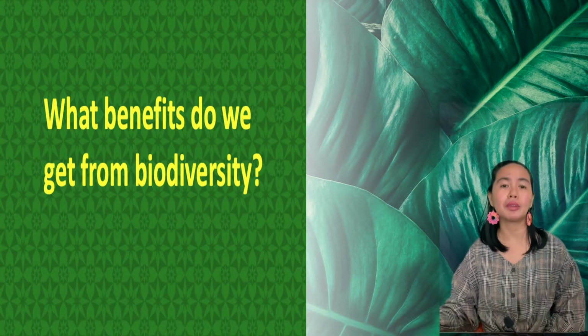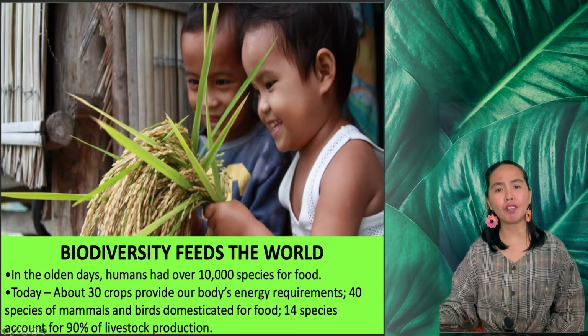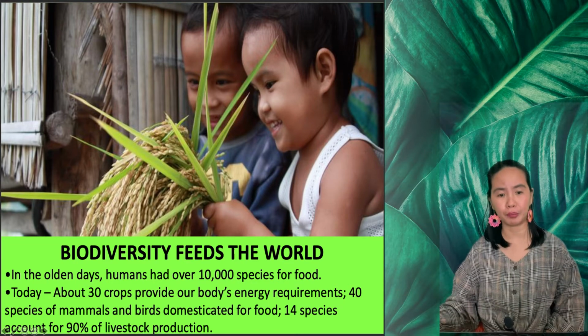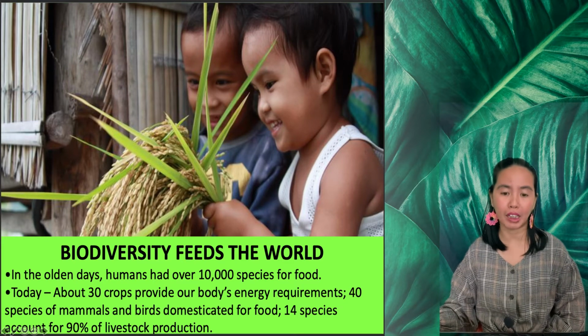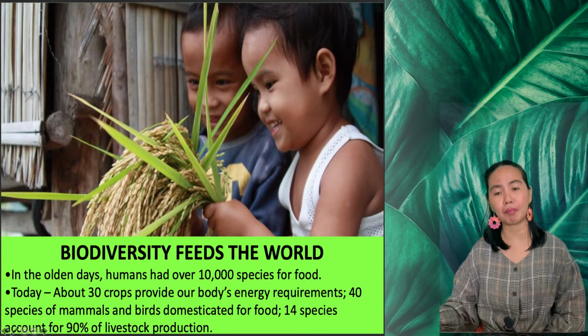What benefits do we get from biodiversity? Biodiversity feeds the world. In the olden days, humans had over 10,000 species for food. Today, about 30 crops provide our body's energy requirements, 40 species of mammals and birds are domesticated for food, and 14 species account for 90% of livestock production.